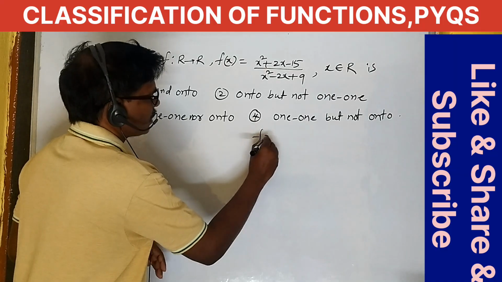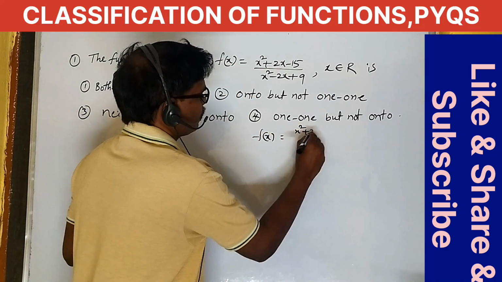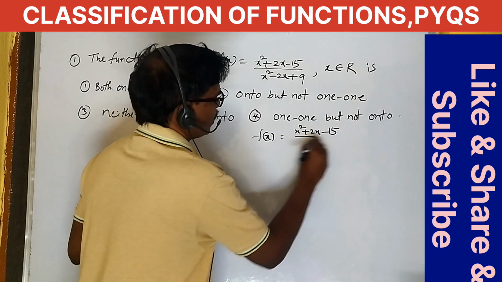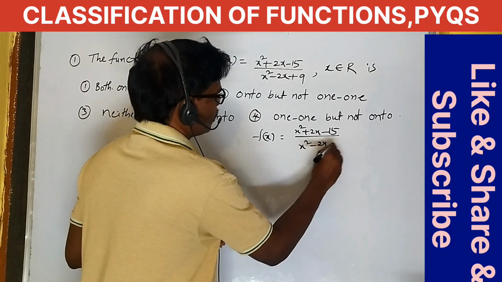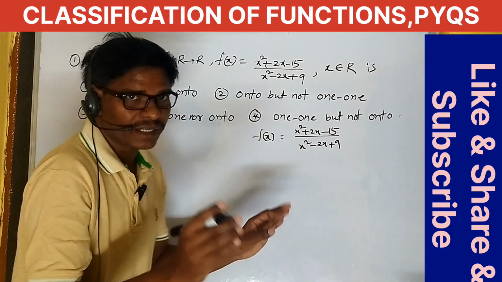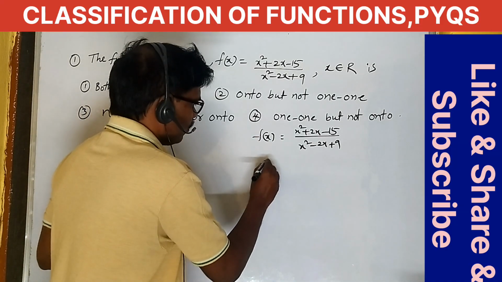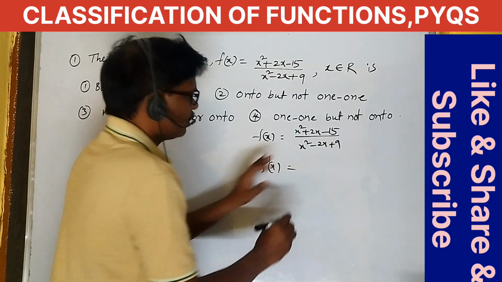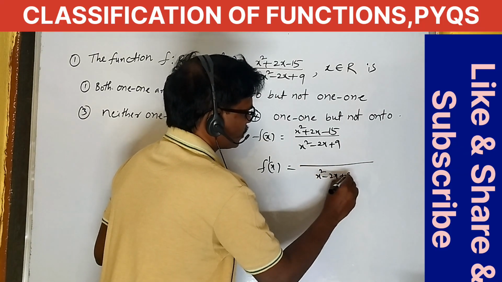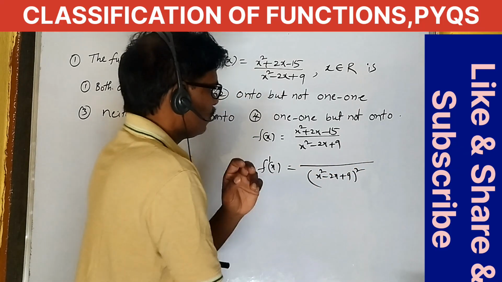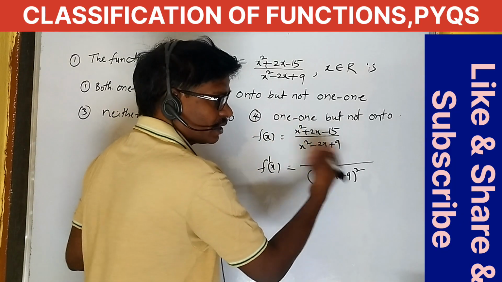Okay, you have to check one-one first. f of x is equal to (x square plus 2x minus 15) by (x square minus 2x plus 9). First you have to find the differentiation. f dash of x is equal to, by using the u by v formula, (x square minus 2x plus 9) whole square in the denominator, and the numerator is v into u dash minus u into v dash. That is the formula.